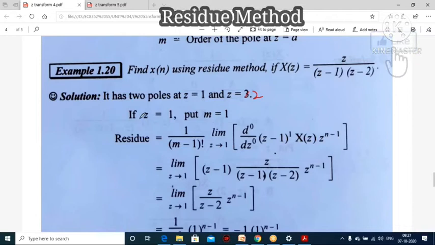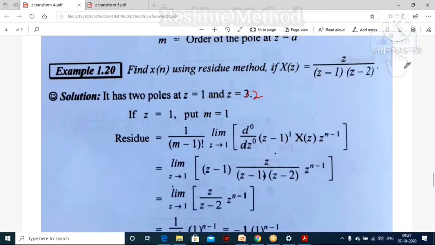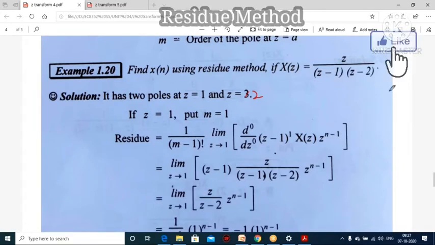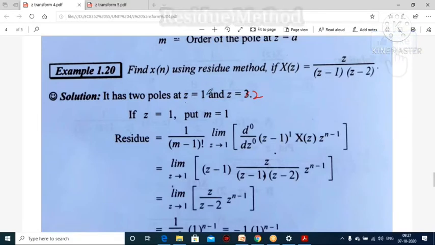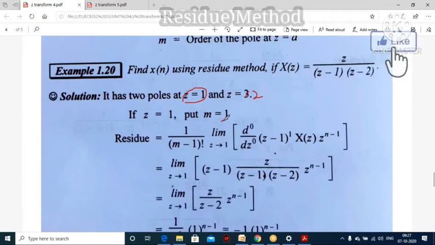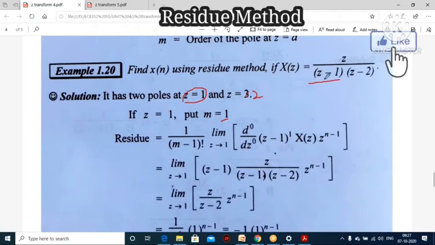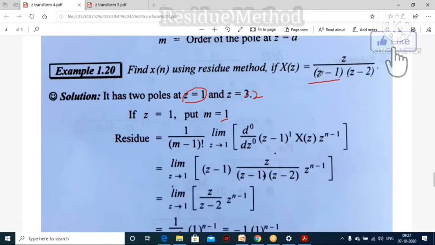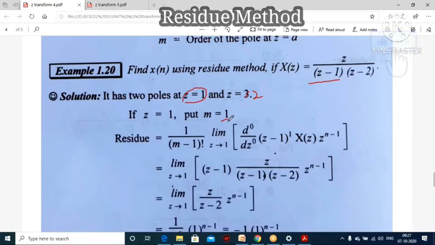First you have to find out the residue for the first pole and then the residue for the second pole. Suppose if we have one more pole, you have to find out the residue for the third pole also. So now I find out the residue for the first pole, that is z equal to 1. At this pole, put m equal to 1. Why m equal to 1? Because m represents the order of the pole. Here the pole is z minus 1, the order is 1, first order. So I put m equal to 1.